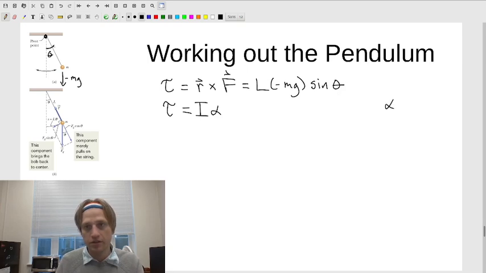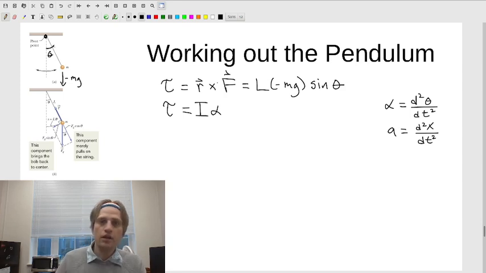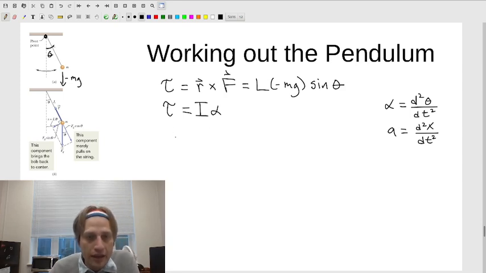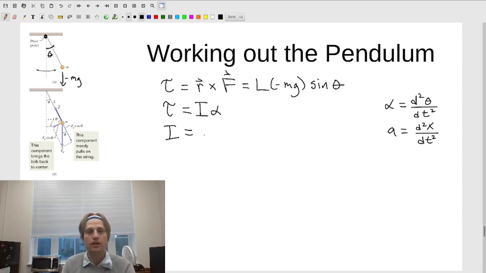Remember, angular acceleration is just the second derivative of angular position, just like acceleration is the second derivative of regular old displacement. Okay, so there's my torque. And then the last piece that I need here is my moment of inertia. The moment of inertia is the mass times the distance squared to the axis of rotation. So in this case, it would be the mass of the little bob at the end times L squared.